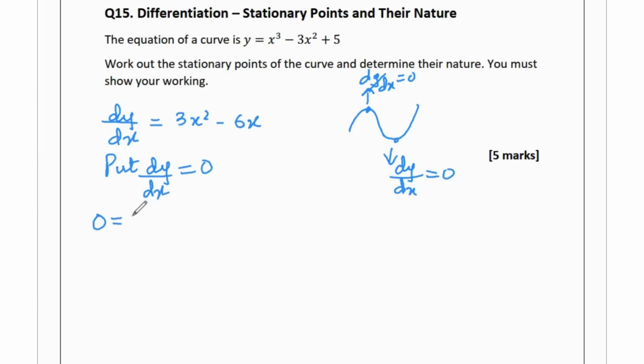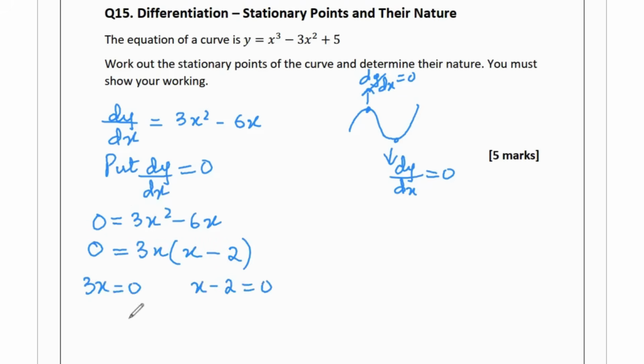So 0 equals 3x squared minus 6x. Factorize it. We have 3x common, so 3x(x minus 2). So 3x equals 0 and x minus 2 equals 0, which means one value of x is 0 and the other is 2.